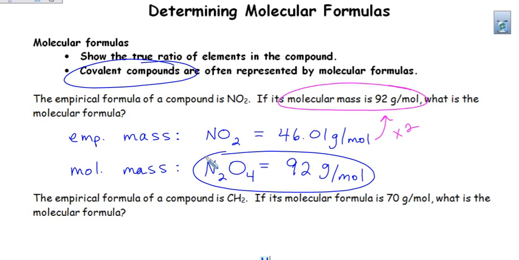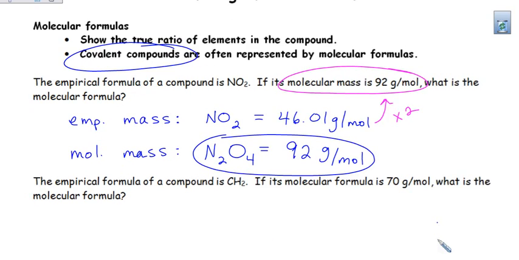So these two, empirical formulas and molecular formulas, are related to each other. The molecular formula will just be some larger ratio of the empirical formula. Maybe I double it, maybe I triple it. They will always give you the molecular mass. So let's say we try this one on the bottom.